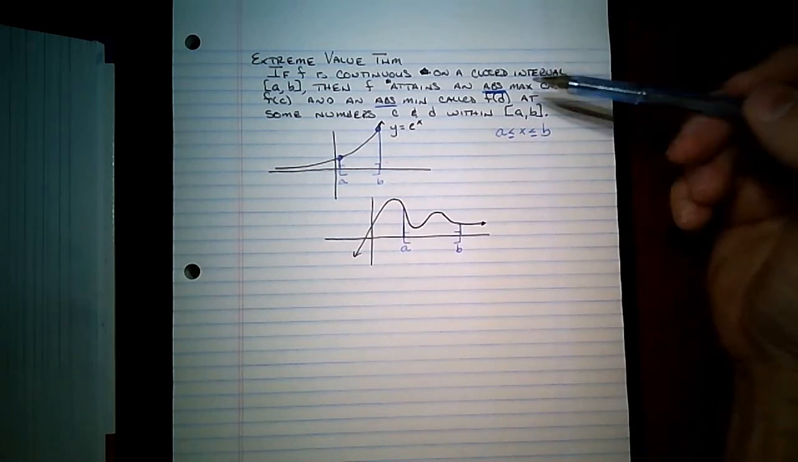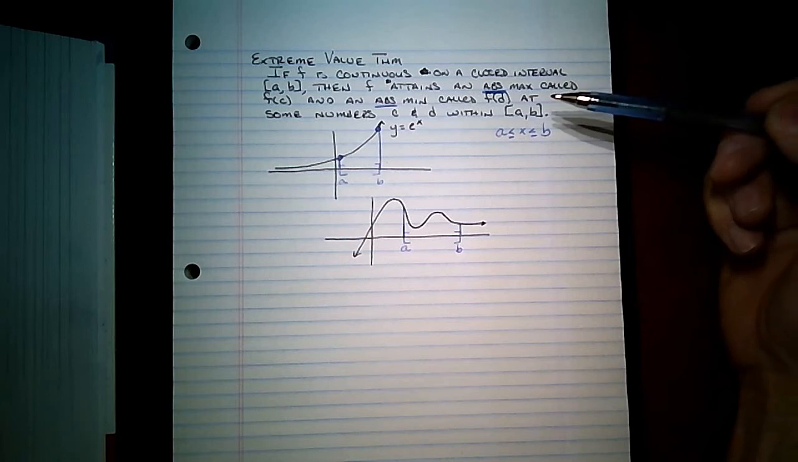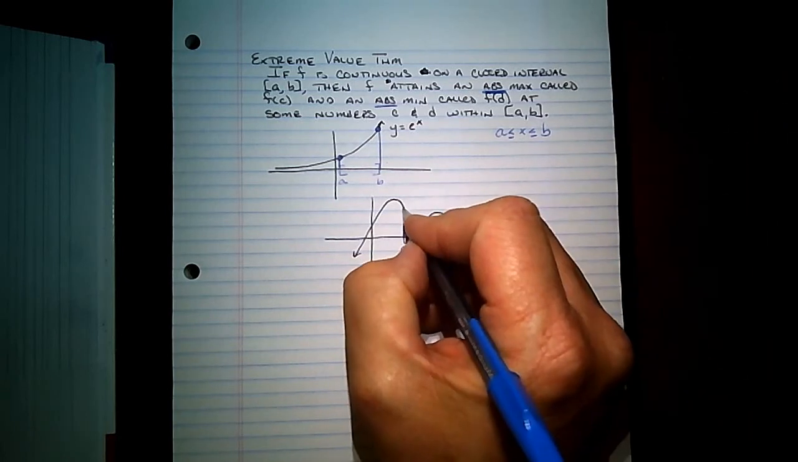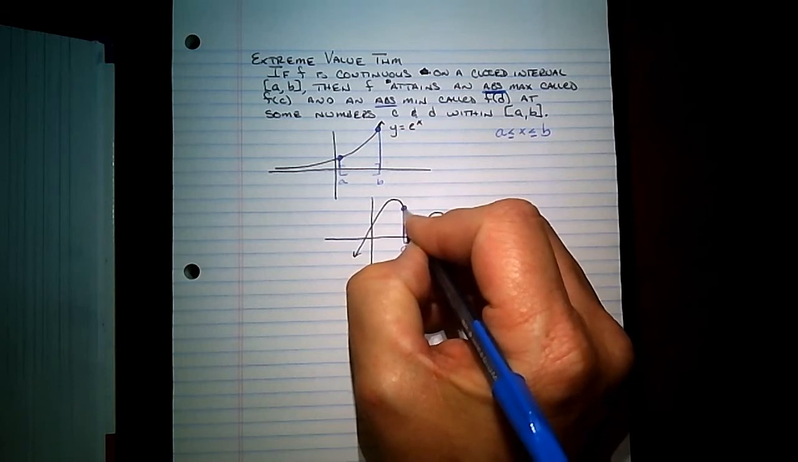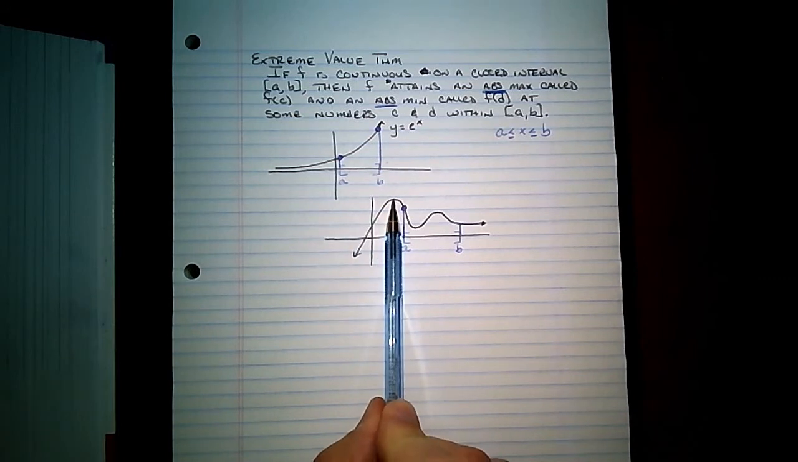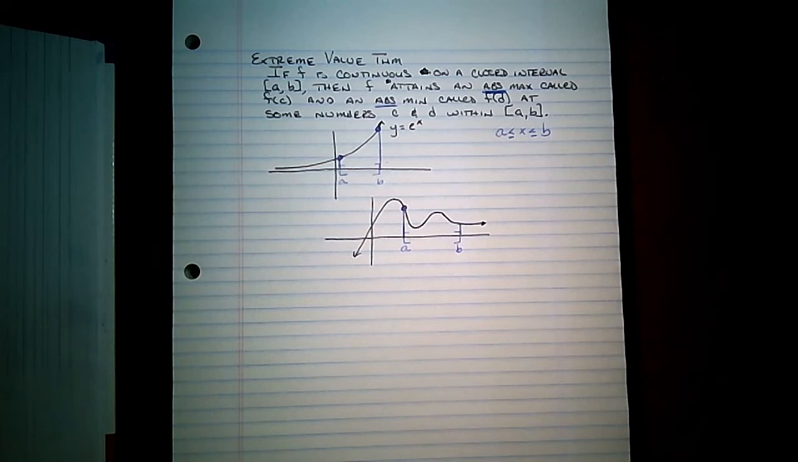Now, by the theorem, it has to have an absolute max. It has to have an absolute min. It does. We can see that this is the absolute max. Notice it's not the absolute max of the function. If we were defining the interval from negative infinity to infinity, the absolute max would clearly be here. But we're not doing that.